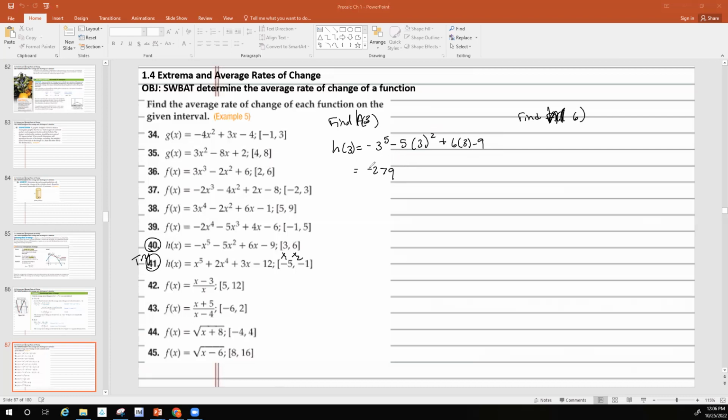And here, h of 6 is going to be the same thing: negative 6 to the 5th minus 5 times 6 squared plus 6 times 6 minus 9. If you plug that in, you should get negative 7,927. Sorry, 29.